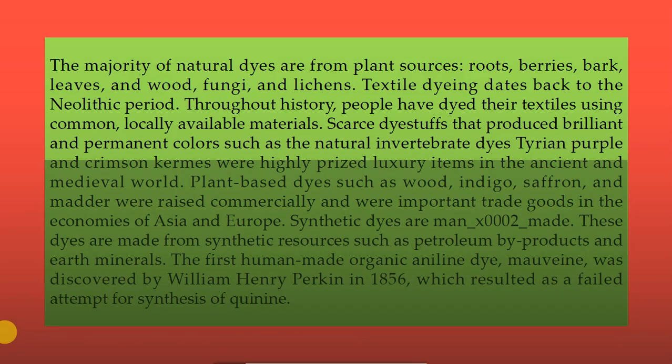The majority of natural dyes are from plant sources: roots, berries, bark, leaves, and wood, fungi, and lichens. Textile dyeing dates back to the Neolithic period. Throughout history, people have dyed their textiles using common, locally available materials.